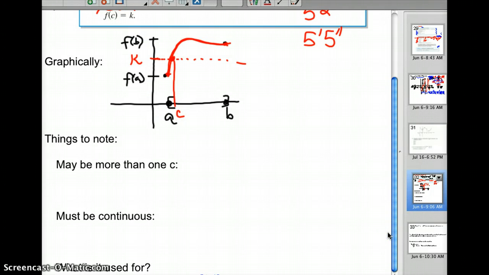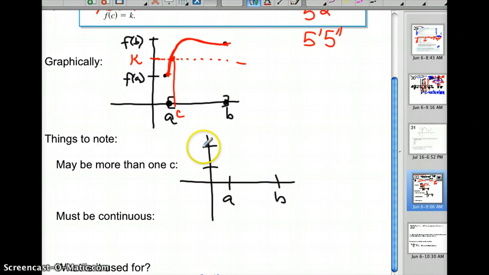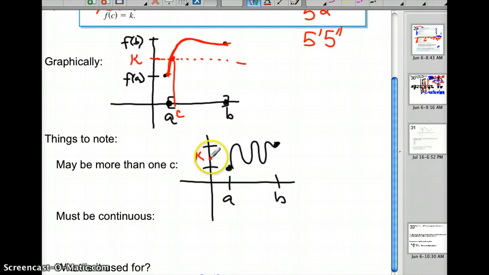It says things to note. There might be more than one in that interval. So I'm going to go back up here and do that really fast now. Draw my graph the same way. And if I were to draw it like this, still a continuous function, and if I were to put my k right here, you can see that there's a c right here where I hit that y value, one right here, one right here, one right here, one right here. So there's a lot of them in there.